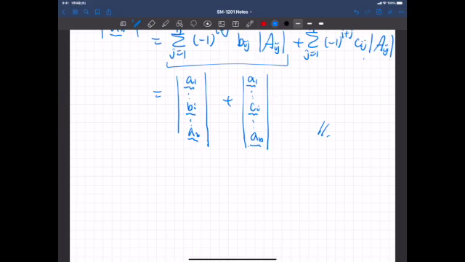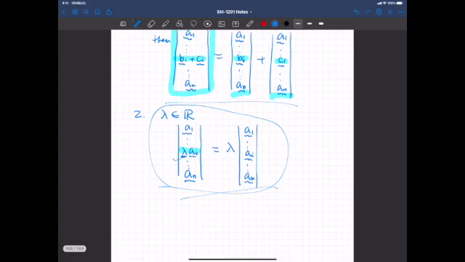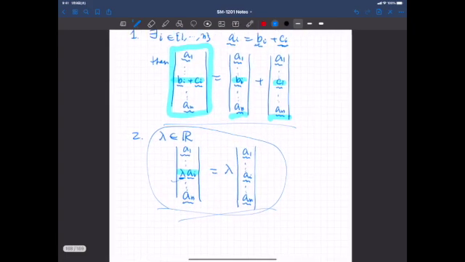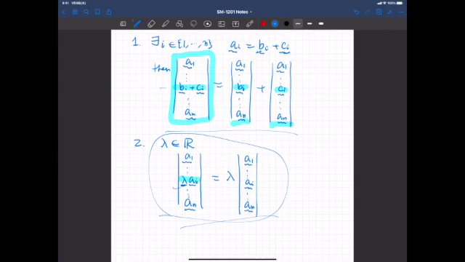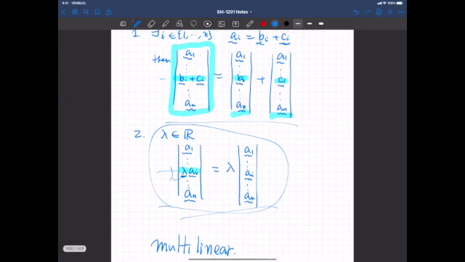So this means the determinant is a function that is linear with respect to each row. Okay, but this applies to any row, right? i can be anything from 1 to n. So this is actually not just a simple linear function, but it's called a multilinear function, because it's linear with respect to all the rows.